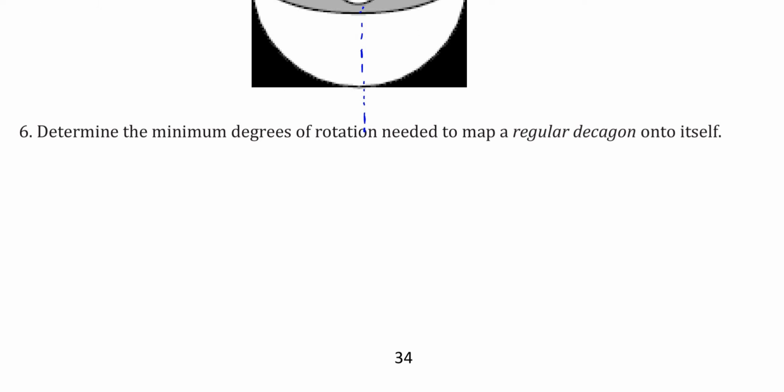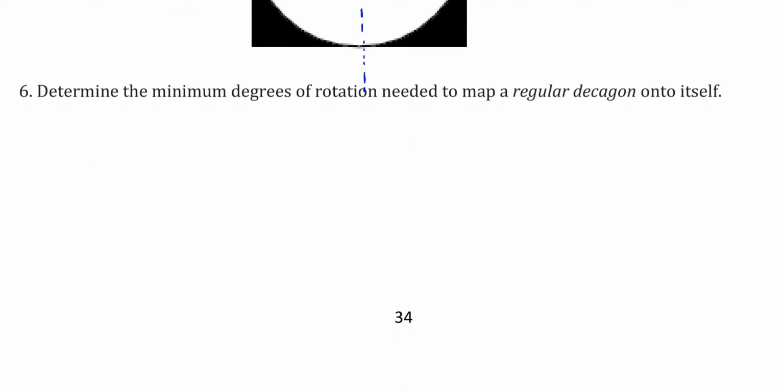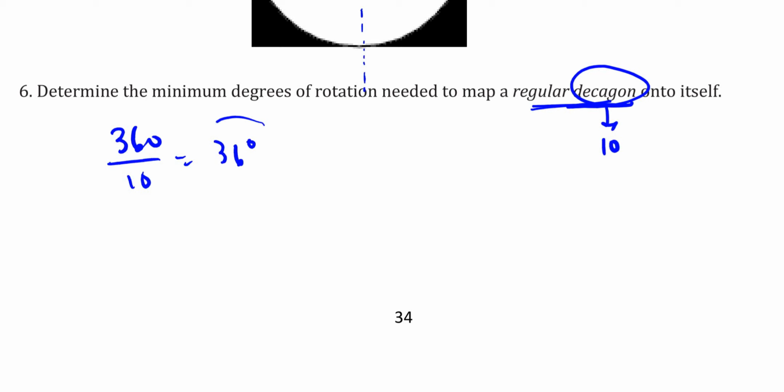And the last question, determine the number of minimum degrees of rotation needed to make a regular decagon. Decagons we talked about in class, those have 10 sides. So if I take 360 divided by 10, I get 36 degrees.